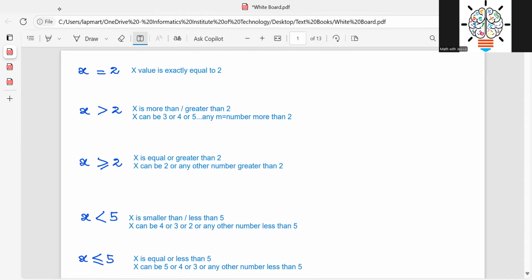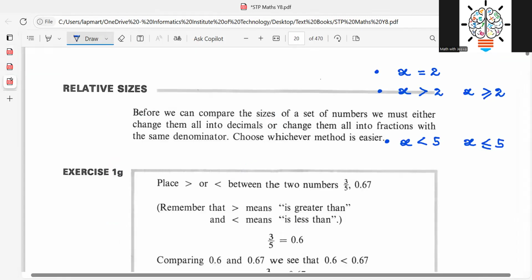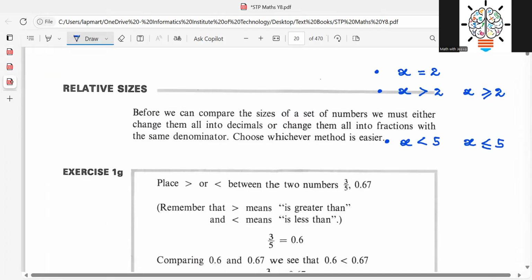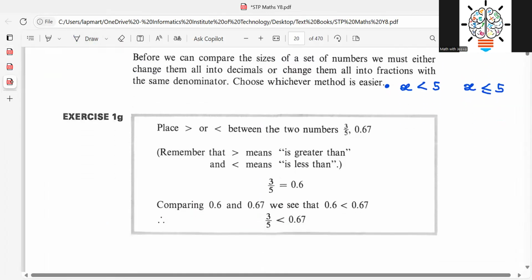The x value is exactly equal to 2. It is more than or greater than 2. Equal or greater than 2. Less than 5. Equal or less than 5. So then you can copy this down under the subtopic relative sizes. First of all, write down how we are going to deal with these greater than, less than symbols. Then we'll see the example they have given, children.